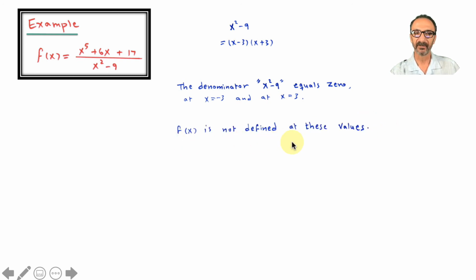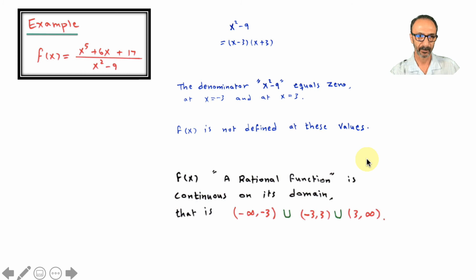F of x is not defined at these values. F of x, which is a rational function in our case, is continuous on its domain. This time I wrote it differently because you need to see different ways of writing the domain or the continuity region. That is from negative infinity to negative 3, union negative 3 to 3, union 3 to infinity. Notice that those are open intervals.